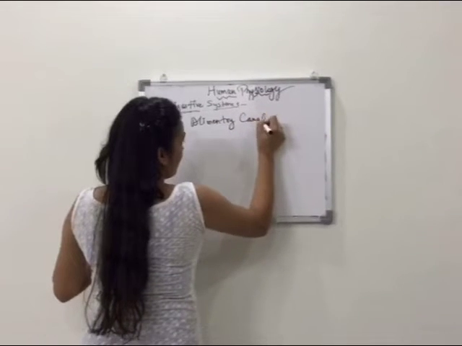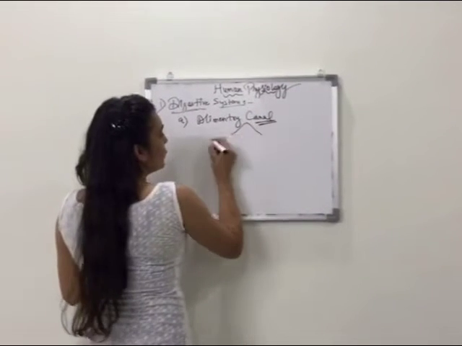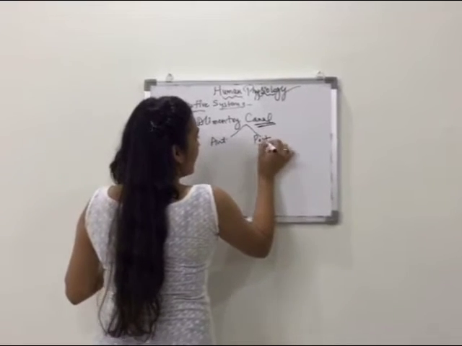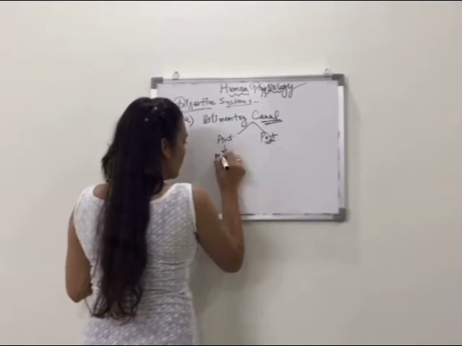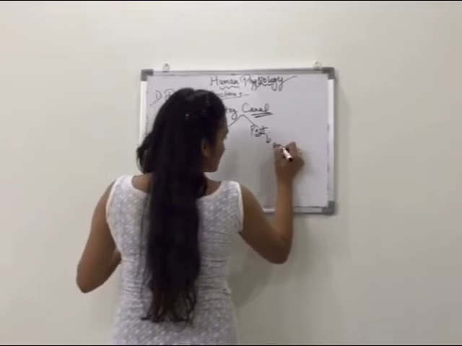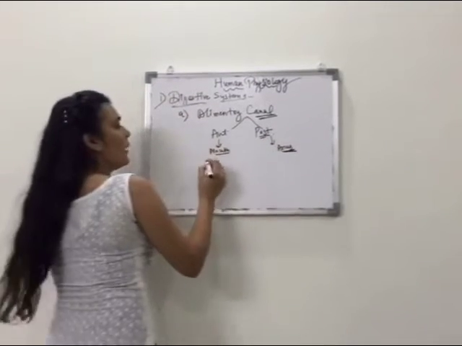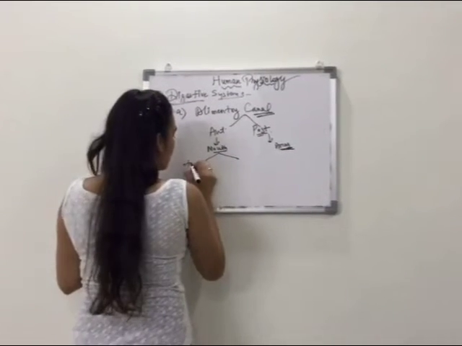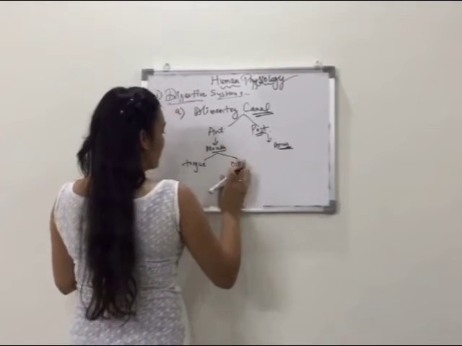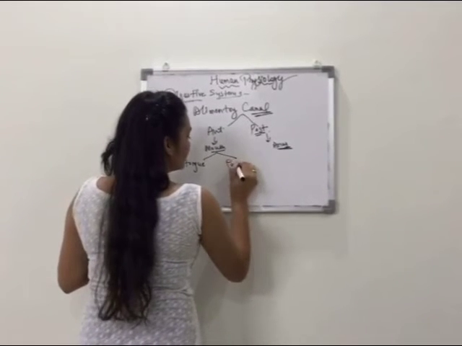In the alimentary canal there are two positions, the anterior one and the posterior one. The anterior position starts with the mouth and ends with the anus. In the mouth there are two things: the tongue and the teeth.